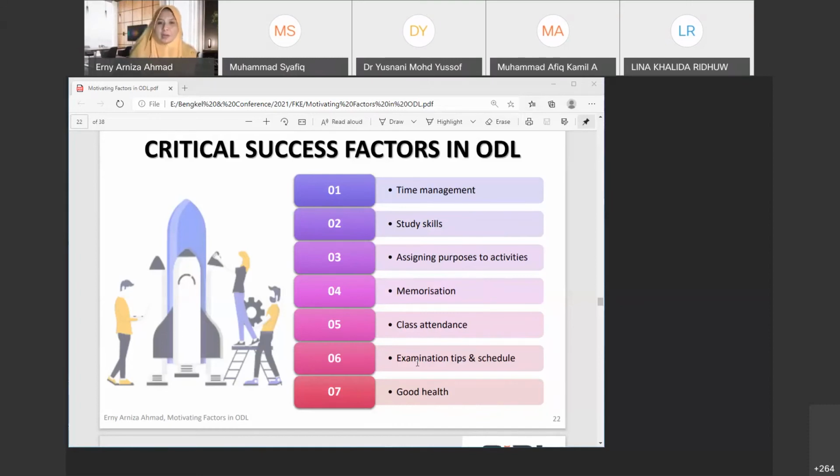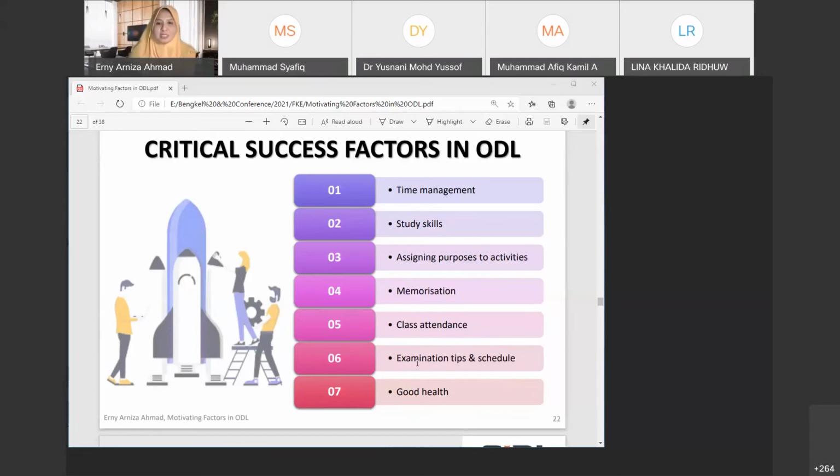Right. And then number 4, memorization. Memang kena hafal. Apa teknik dia macam? Tak apa, banyak teknik. Okay, memorization. And then class attendance. So class attendance, please. Okay, masuk kelas. Kenapa masuk kelas? Kejap lagi ada cerita dia.